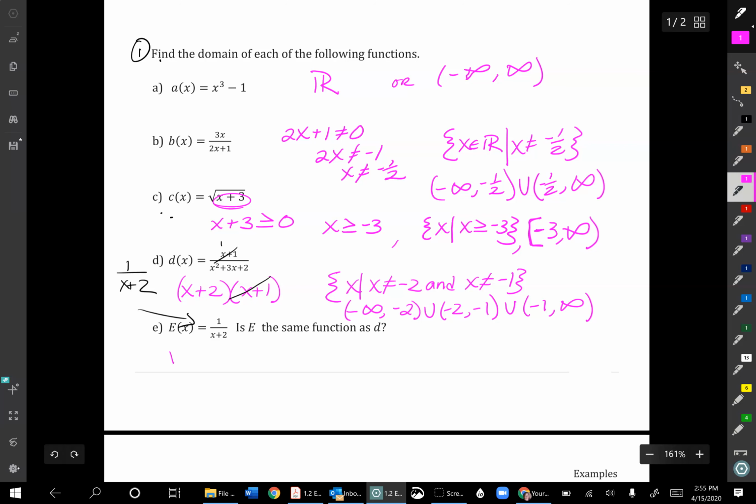But the problem is they're not really equivalent because the domains will be different. If we look at the domain of E, we would have x plus 2 can't equal 0, so x is not equal to -2, which is part of D but not fully. So in order for functions to be equivalent, they have to have the same domain. So the answer for this would be no, they are not equivalent functions since their domains differ.